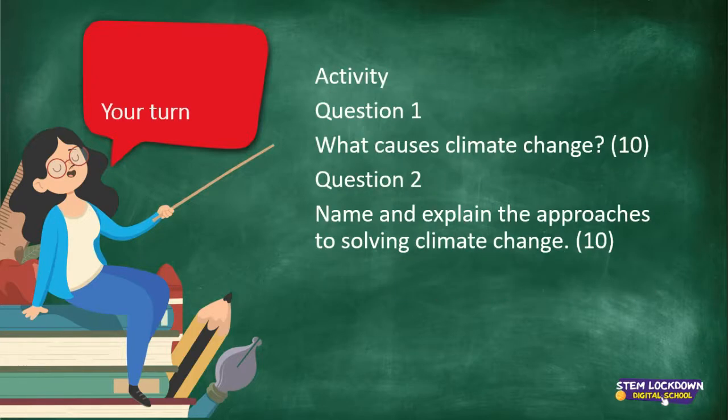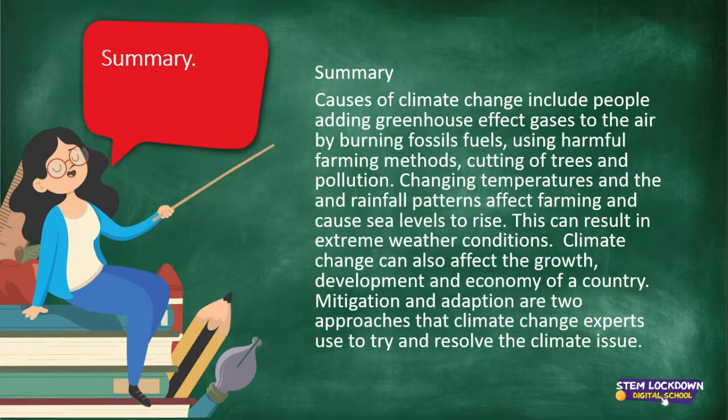So the activity that you can do just to test yourself would be to answer the question, what causes climate change? So you will explain what causes climate change, and then you will name and explain the approaches to solving climate change, which is in our last slide. There are two approaches. So you will name them and you will explain how they aim to solve climate change. And then a summary of what we've done today, in a nutshell, is what you're going to find on this slide.